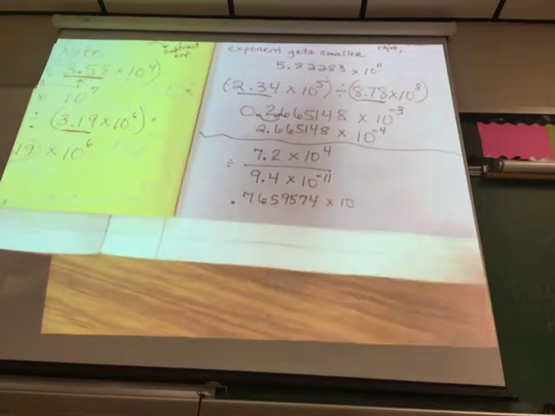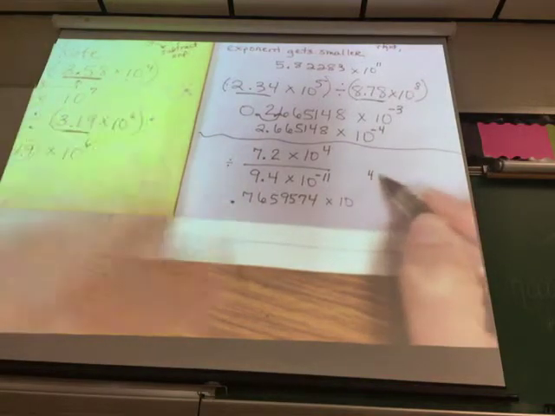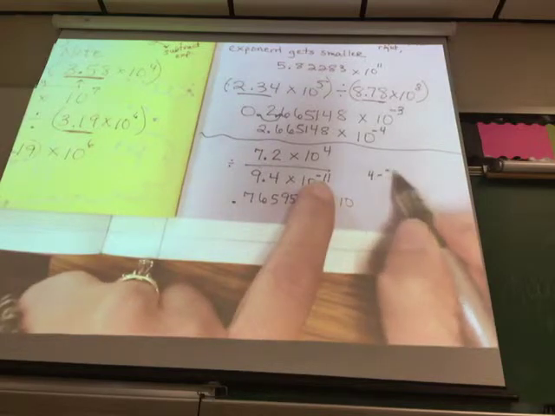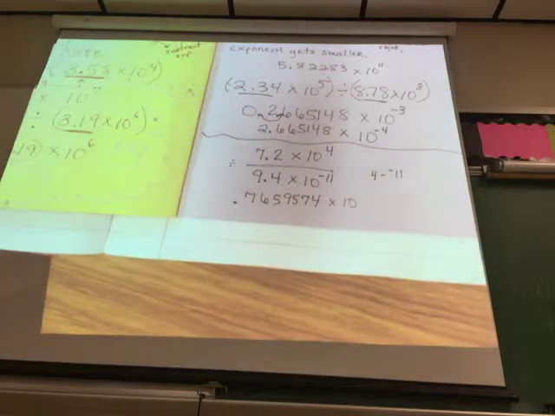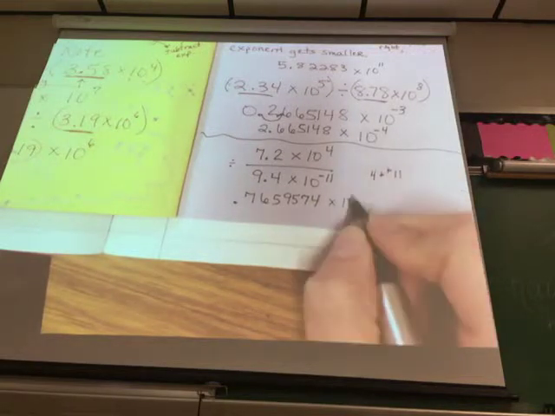times 10 to the, we still have to subtract our exponents. It's going to be 4 minus a negative 11. So be careful with your exponent. What's that going to become? 15. Yes, a positive 15 according to our rules.